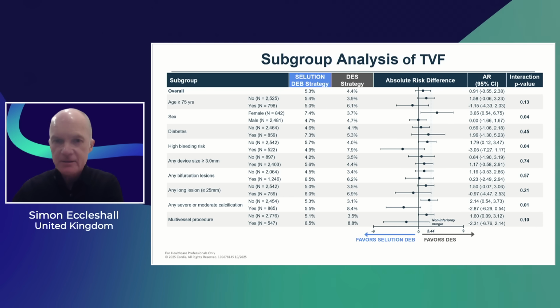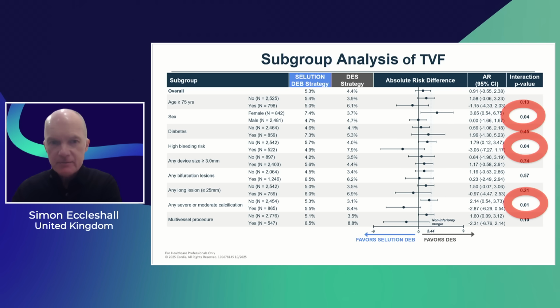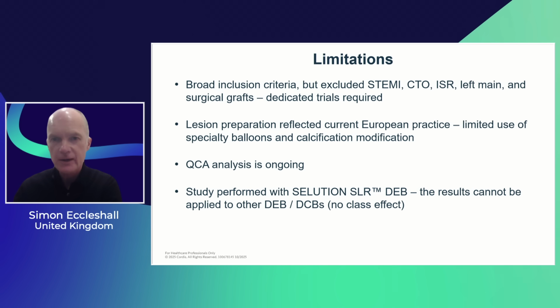Subgroup analysis, here's the usual forest plot, which looks quite busy. The things to pay attention to is there appears to be an interaction with sex, with high bleeding risk, and with moderate to severe calcification. And undoubtedly, we'll be looking at all of these in more detail in the future, but at the moment, there's nothing statistical that we can draw from the data that we have currently.